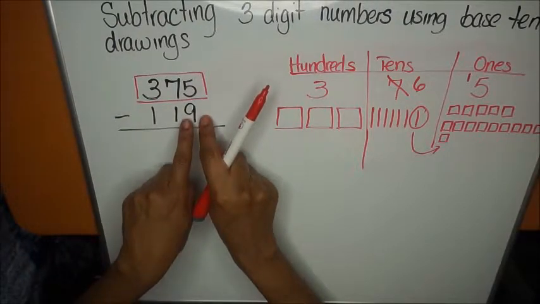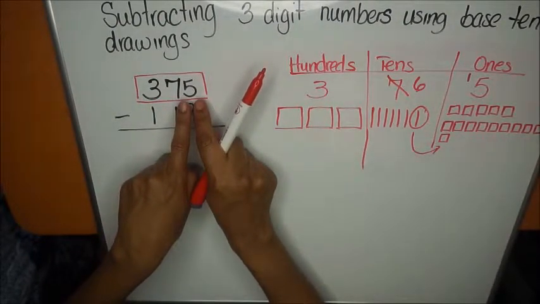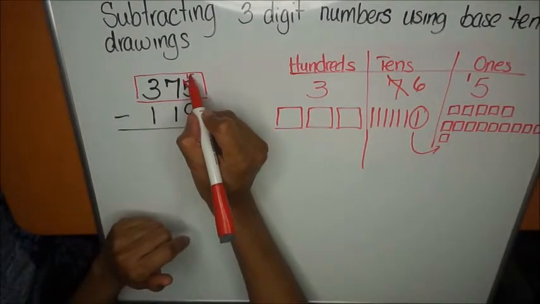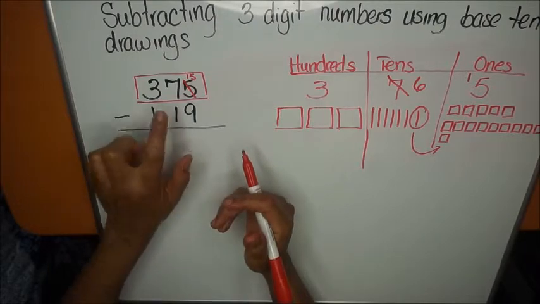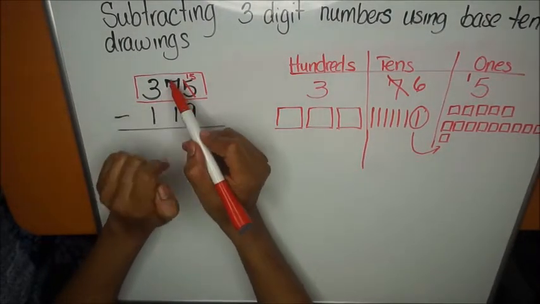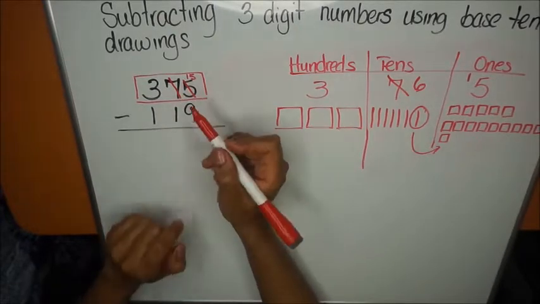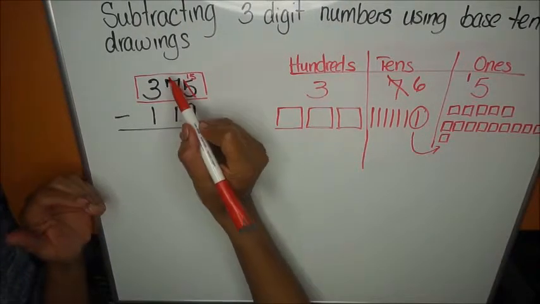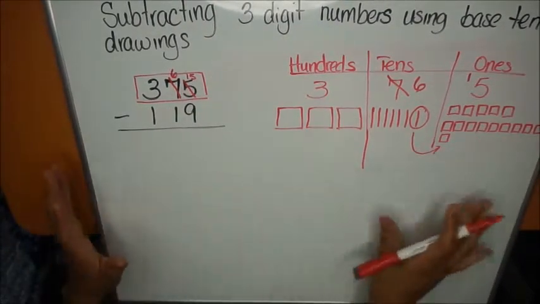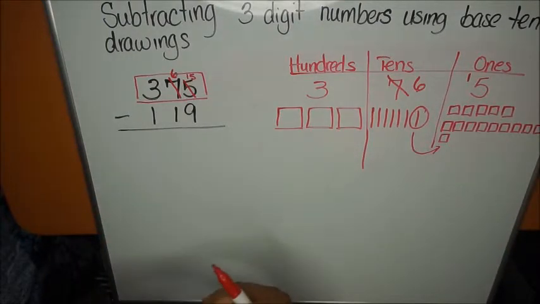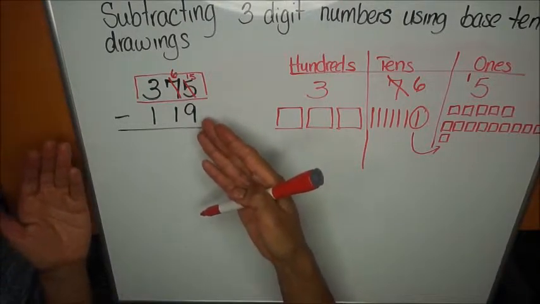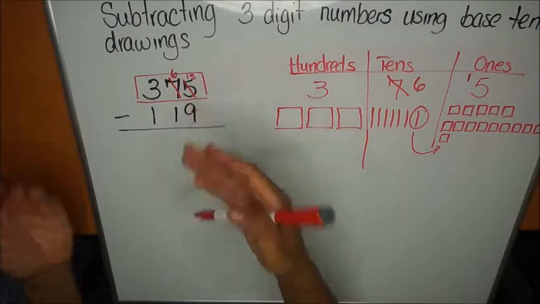I know that now I no longer have 5 ones or 5 units. I now have 15 units. So I'm going to cross the 5 out, and I'm going to write 15. How did I get that 15? Because I was able to borrow a long or a rod from my tens place, which means I no longer have 7 longs. I now have 6 longs. Looking at this, we know that we can now subtract, because now I can take 9 units from 15 units.